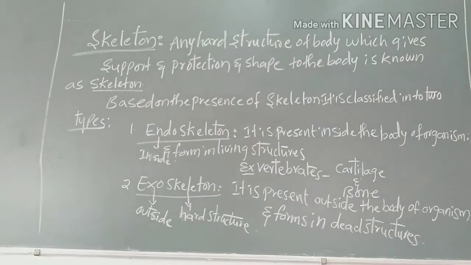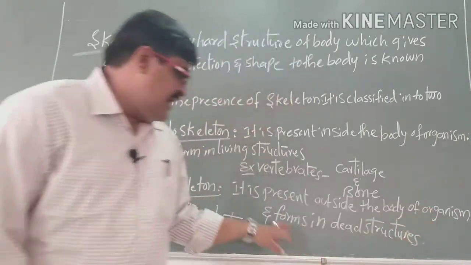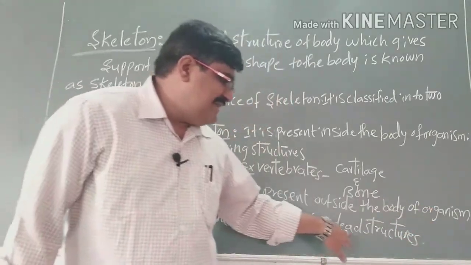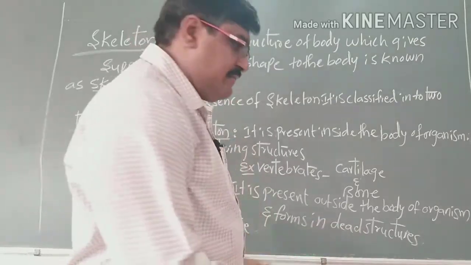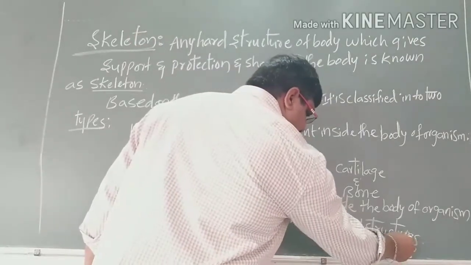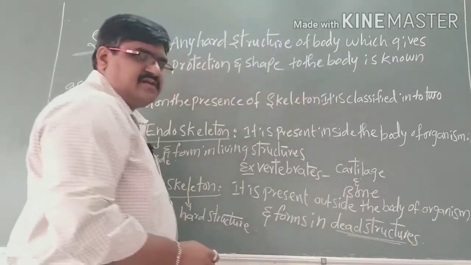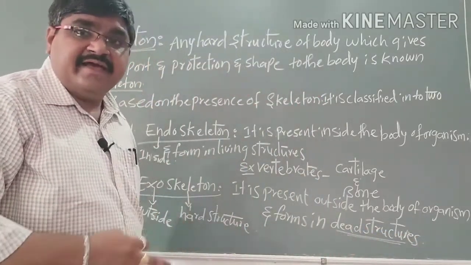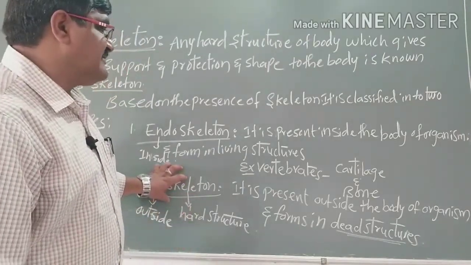So the exoskeleton is present outside the body of an organism and forms in dead structures. Dead structures means that outside the body they are present in the form of dead tissue. That means they do not have any living structures. So they are called exoskeletons.